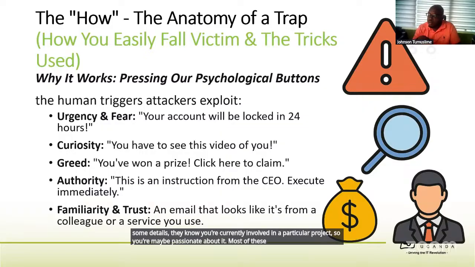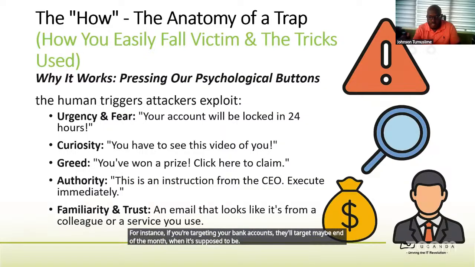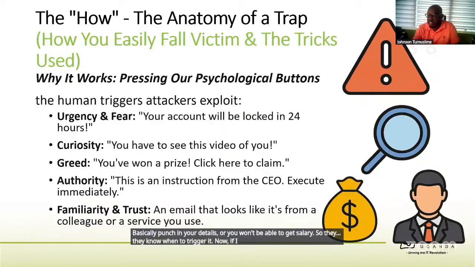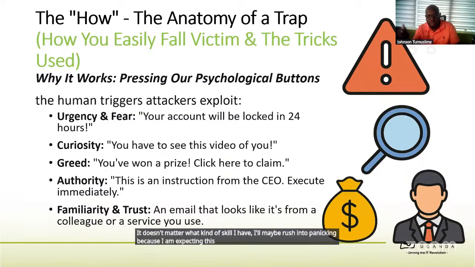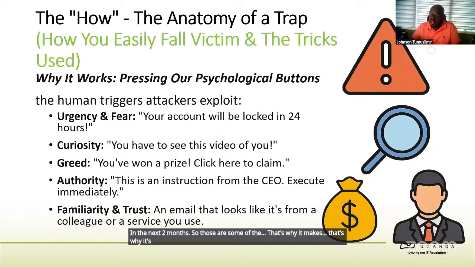Most of these emails come around the time when, for instance, if they're targeting your bank accounts, they'll target maybe the end of the month when you're supposed to be receiving salary, and then you receive an email from HR asking you to punch in your details or you won't be able to get your salary. So they know when to trigger it. Now, if I am going through something and I need money, it doesn't matter what kind of skill I have. I'll rush into panicking because I'm expecting this money tomorrow. So if I don't click on that link, I'll be paid in the next 2 months. That's why it's a game changer. That's why they are winning.